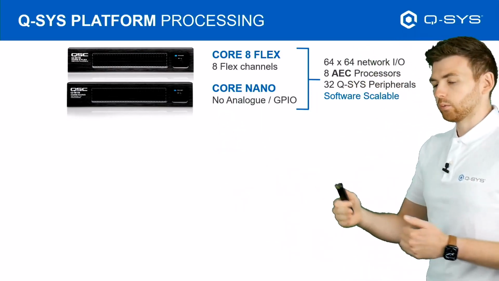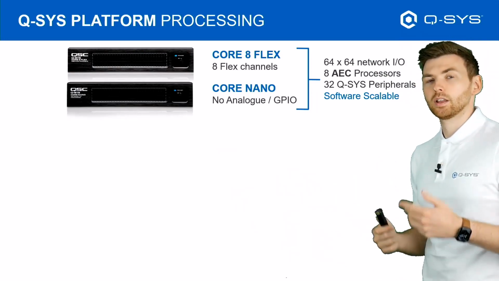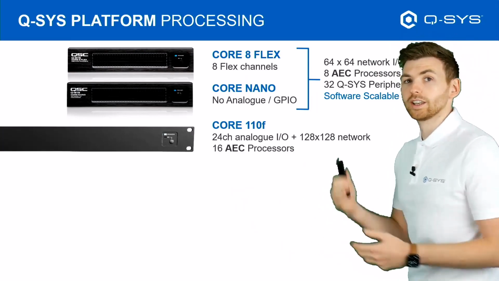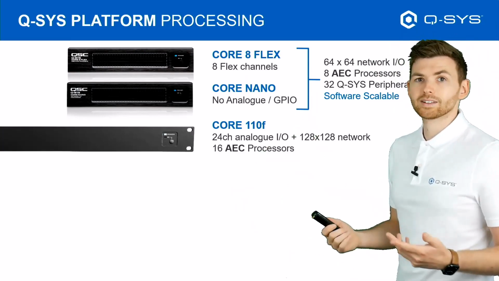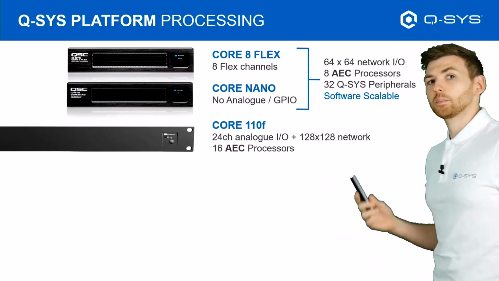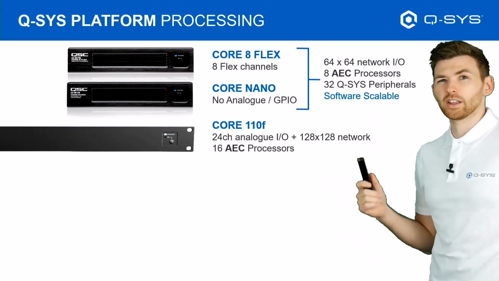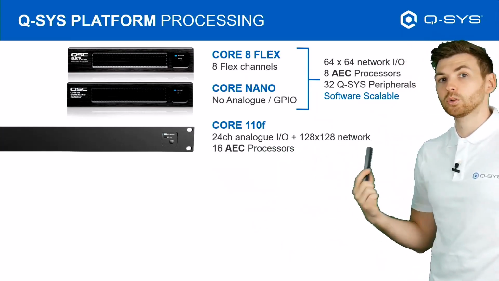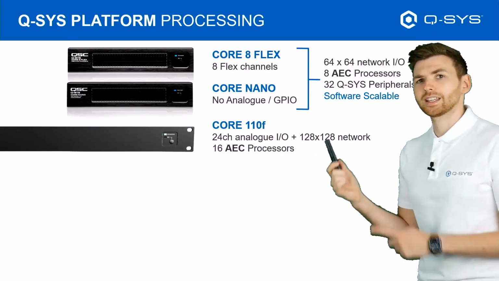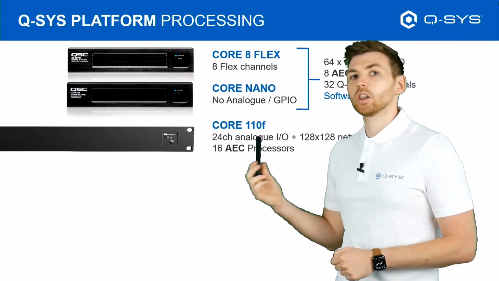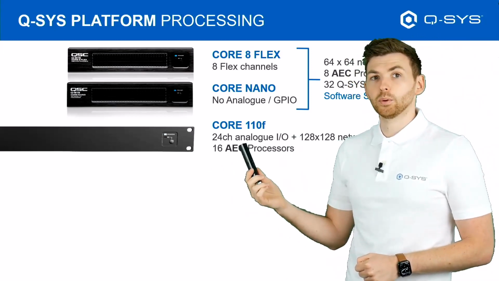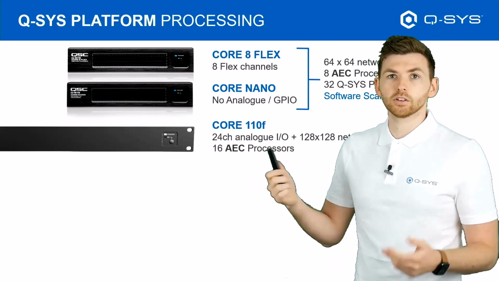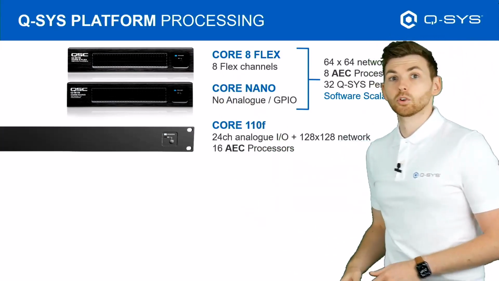But moving up from that, when we get into the more complex spaces, then we might start to think about larger, more powerful Q-SYS cores. So the next step up would be this one, Core 110F, and it's very straightforward. It's about double the processing, roughly. Okay, so you can see we've got 16 AEC processors. We've also got about double the network channel count. The key thing about the Core 110 is you've got loads of analog audio input and output. So 24 channels of input and output combined, okay, which is obviously quite a bit more than the 8 that you get with the Core 8 Flex.